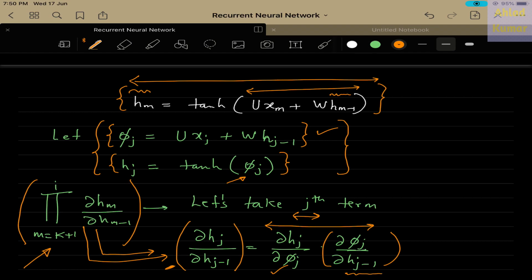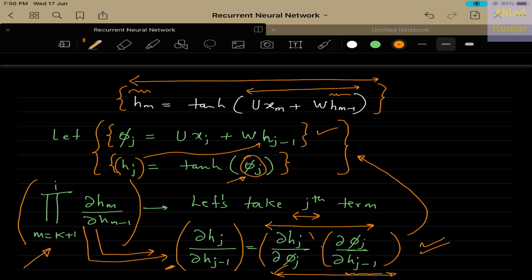The reason for doing this chain rule is, as you can see from this equation, that hj is indirectly linked to h of j minus 1 through phi j. That's why we have this chain rule over here. Now we will evaluate each of these individual derivatives, this one and this one, and then we will multiply them together. So let's focus on each of these derivatives and see what kind of results we obtain.